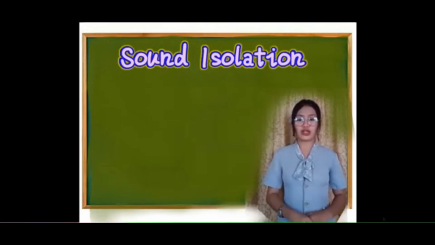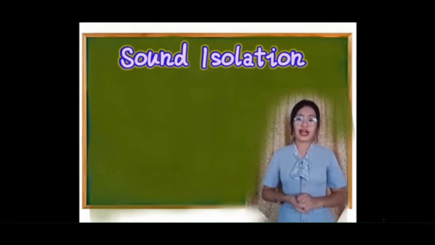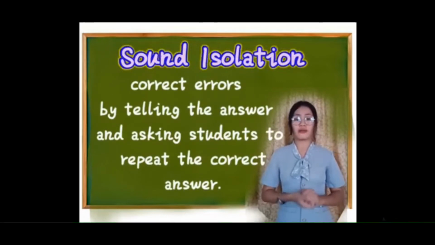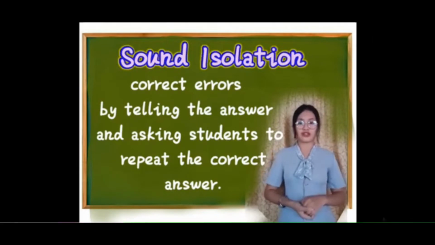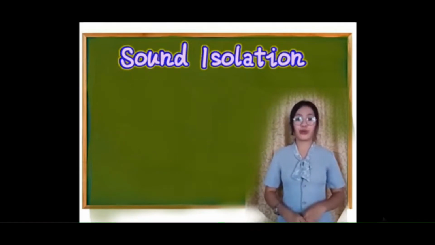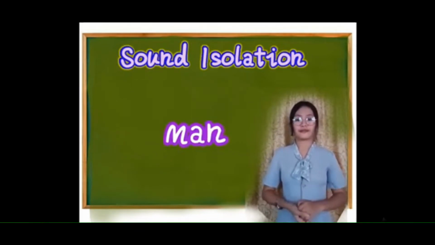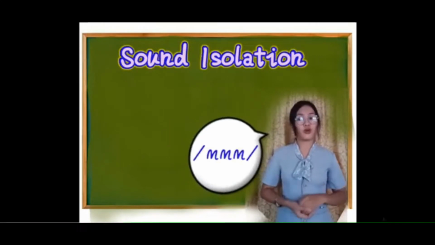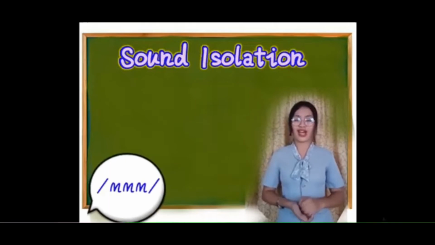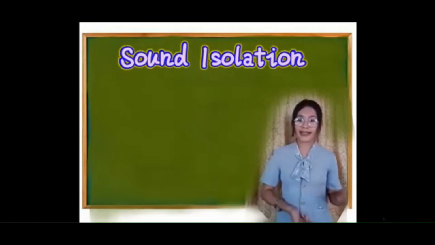Sound isolation example C. In sound isolation, correct errors by telling the answer and asking the students the correct answer. Example, the word man. The first sound in man is What is the first sound again? Very good. Say it with me. Man.